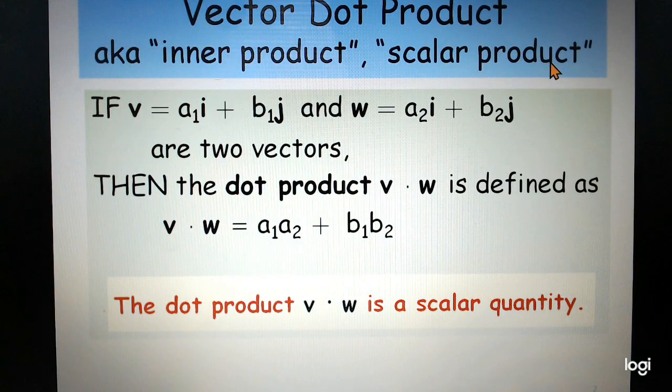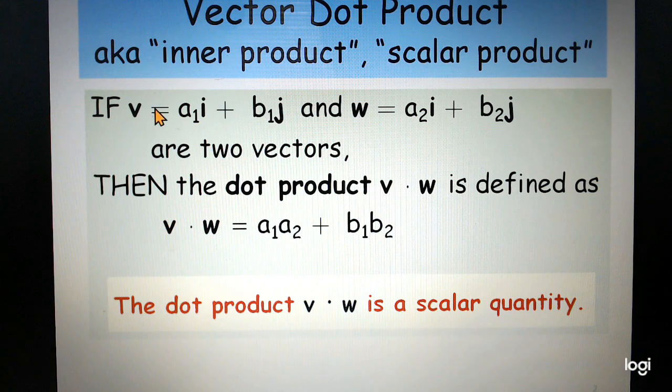So we've already done an introduction to vectors, and what this section deals with is something called the vector dot product, also known as the inner product or the scalar product. The definition is, if vector v, and notice again I'm using boldface for vectors and boldface i and boldface j for the Kronecker vectors, which, just to remind you, are the unit vectors, this one in the horizontal or x direction and this one in the vertical or y direction.